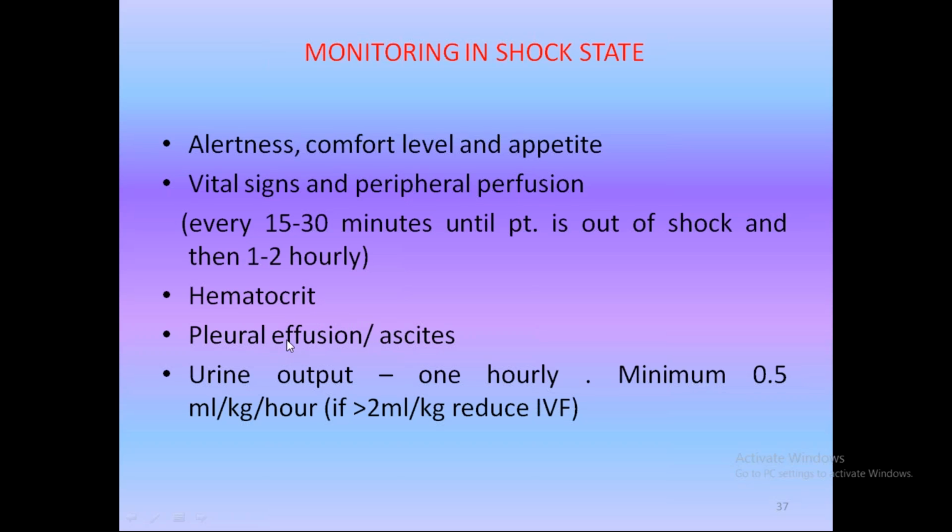We have to look for pleural effusion or ascites clinically at the bedside, and also if needed, we can go for an X-ray. Urine output also you should monitor, and every 1 hour you have to look. The minimum volume of urine should be at least 0.5 ml per kg per hour, and if it is more than 2 ml per kg per hour, we have to reduce the IV fluid.